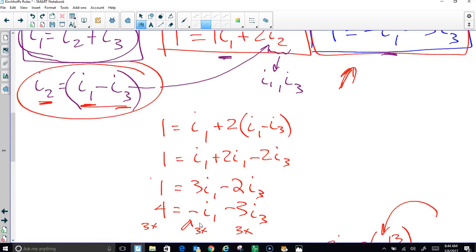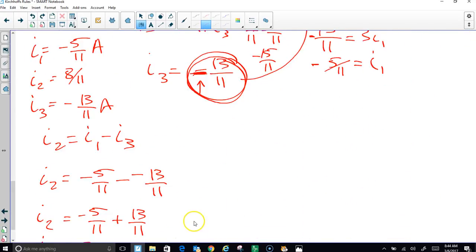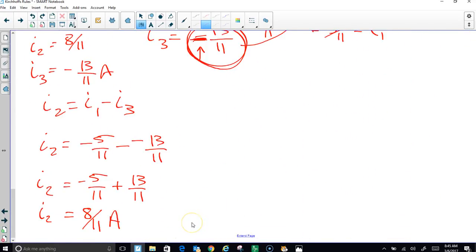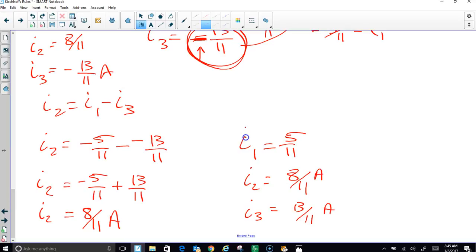So when I go to give my final answer to this, if they want all 3 currents, at this point I would just write I1 is 5 elevenths. I2 is 8 elevenths. And I3 is 13 elevenths. And you can write decimals once again. And you wouldn't account for the negatives, but you don't do that until the very, very, very end.